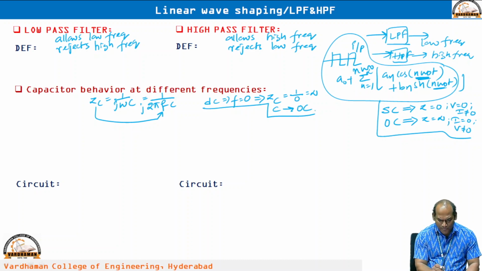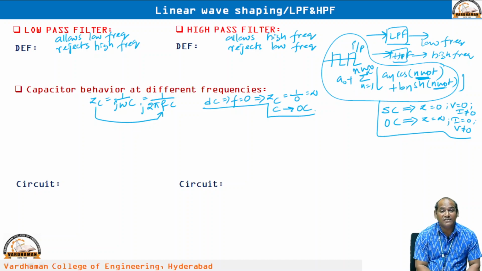So, for the DC signal, what is the status of the capacitor? Open circuit. The capacitor will be there in the circuit, we are not removing the capacitor, but the capacitor itself is acting as an open circuit for the DC frequency. Okay, for the DC signal, the capacitor is an open circuit.